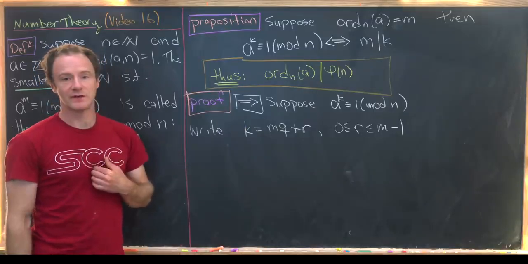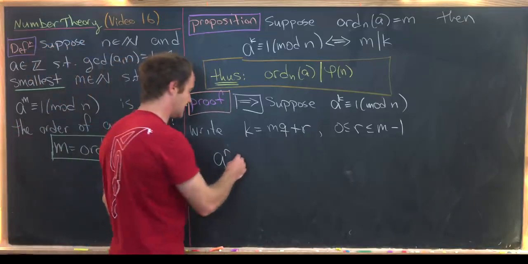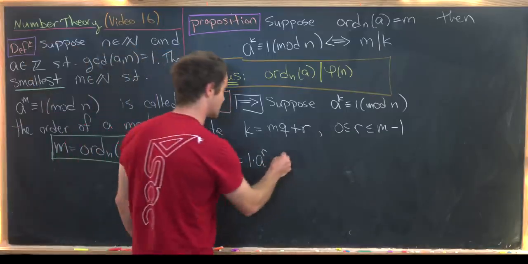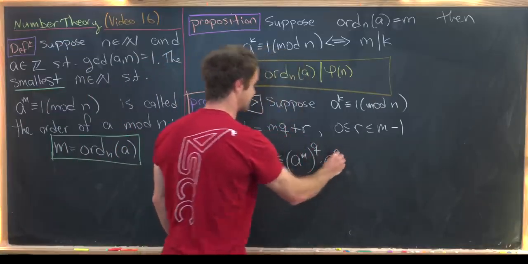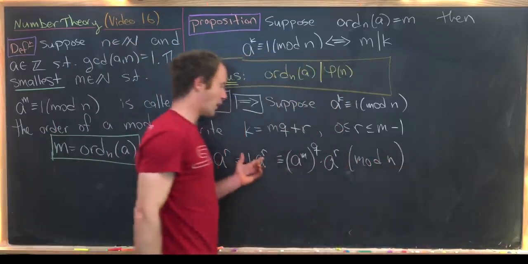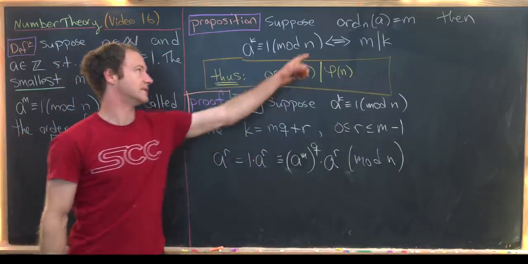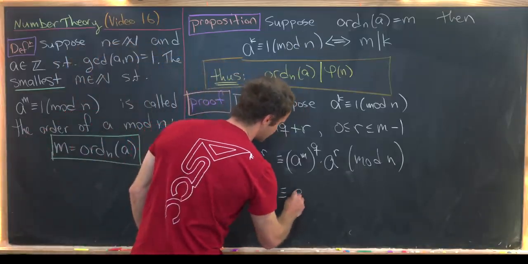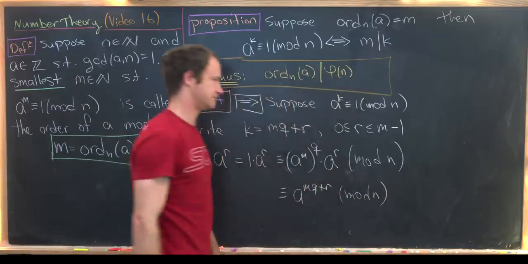Okay, so now next what we want to do is notice that we can take a to the r power, and notice that that's the same thing as 1 times a to the r power, which is congruent to a to the m all to the q times a to the r power. And this is occurring mod n. And why is that? That's because a to the m is congruent to 1 mod n because it's the order. But now we can use exponent rules here and see that this is all equal to a to the mq plus r. That's occurring modulo n.